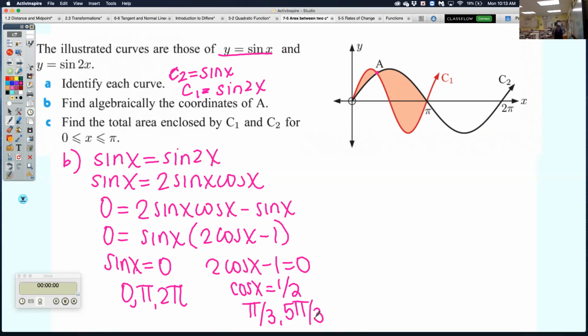Now the one I'm most concerned about is the coordinate of A, and as you can see, A is located before pi, and the only solution I have that is before pi is pi over 3. To find the y coordinate, I want to plug it into either sine x or sine 2x, and I find that sine of pi over 3 is equal to square root of 3 over 2. And that's my answer for B.